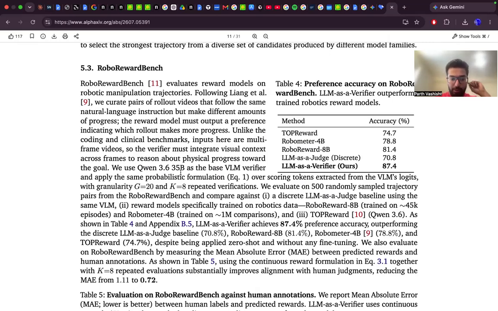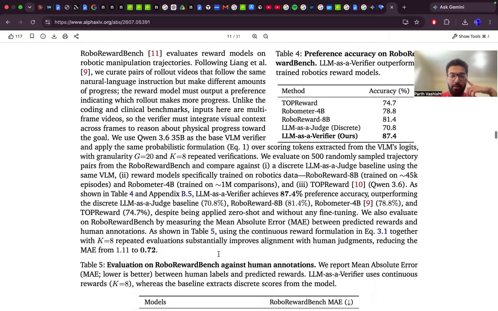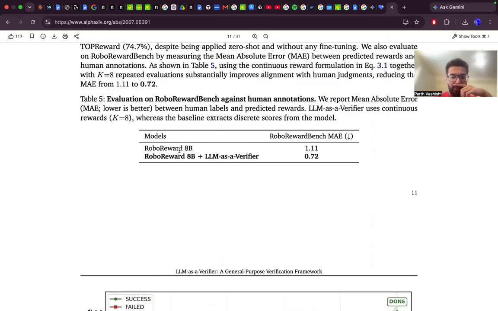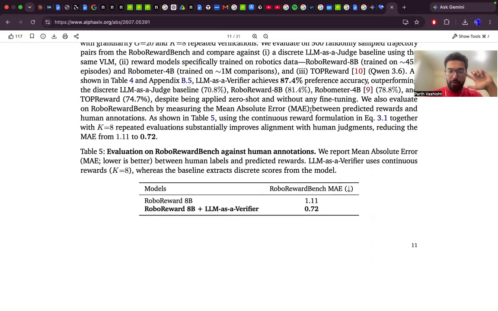We use Qwen 3.6 35B as a base VLM verifier and apply the same probabilistic formulation over scoring tokens extracted from the VLM's logits, with granularity g equal to 20 and k equal to 8. Okay, so basically with that, they were able to reduce the mean absolute error on this. MAE, as you can see over here.